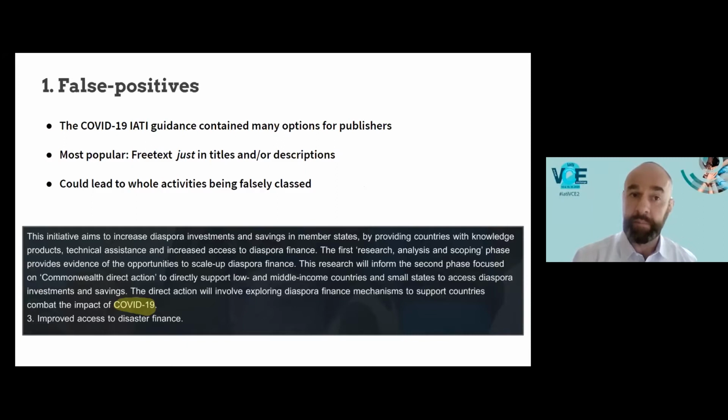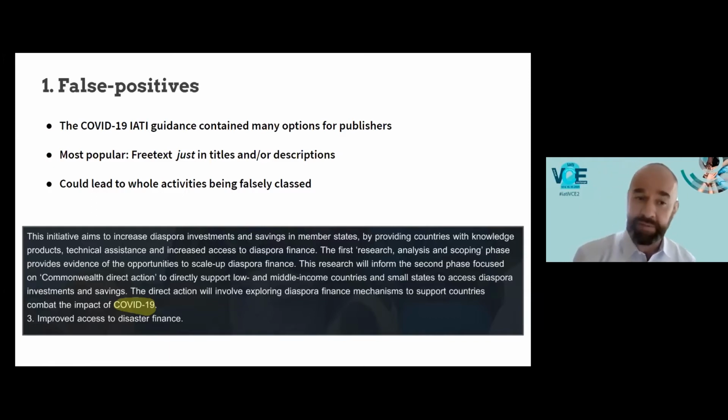What we found with the COVID-19 IATI guidance, that came out really quickly. That was really welcome, very helpful. Lots of organizations use that guidance to publish data. When we started to look at the data, we found lots of organizations maybe just use the description text or the title to say COVID-19. Now, in many cases, that was quite logical. This project is about COVID-19, for example.